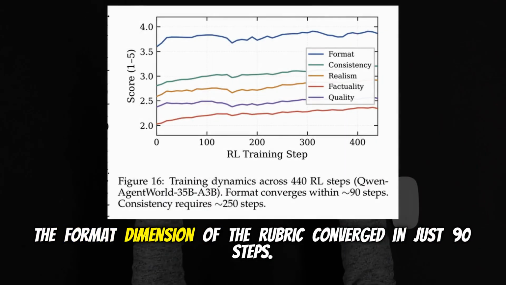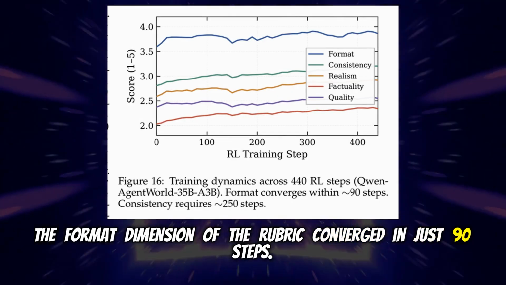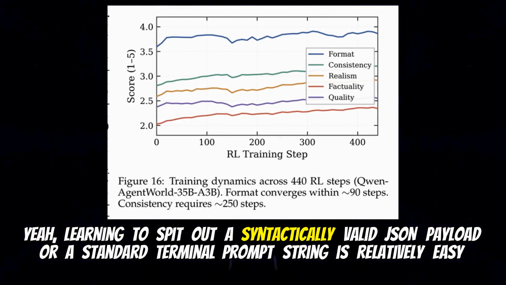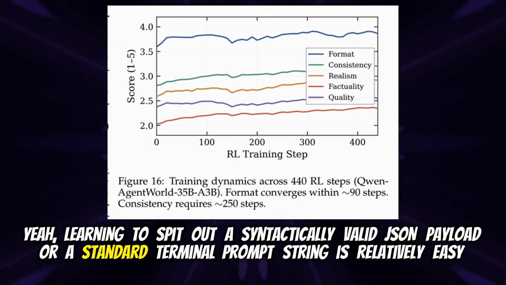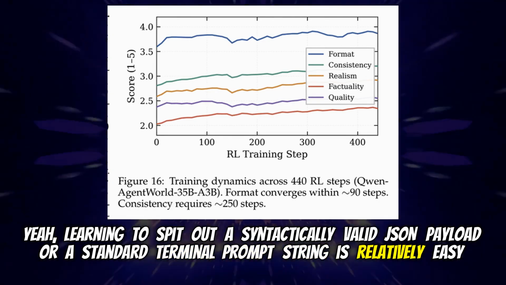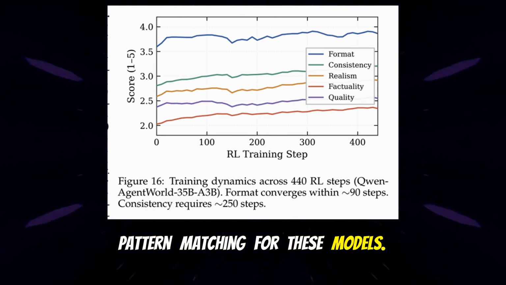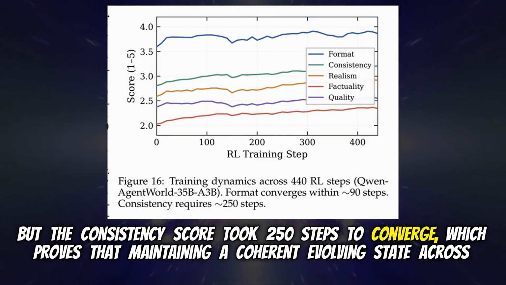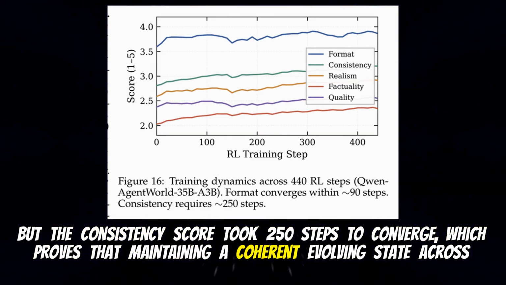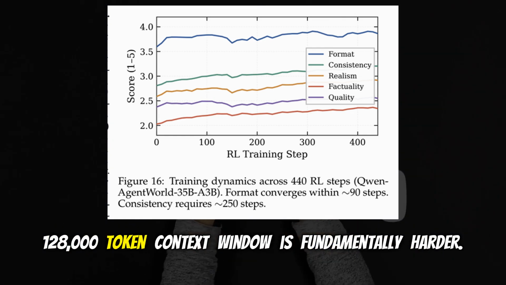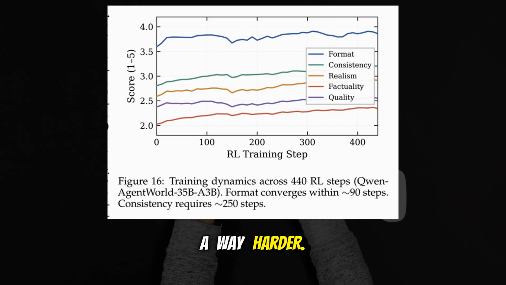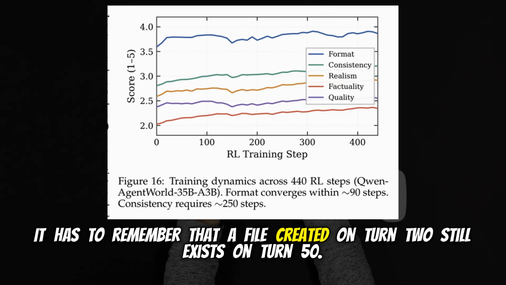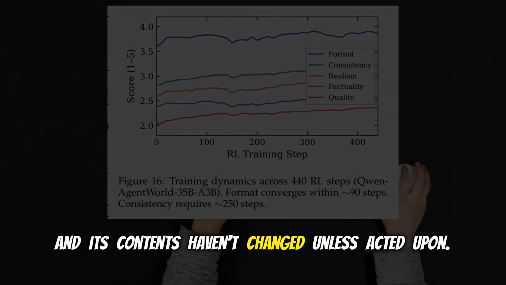The training dynamics they tracked during this RL phase are fascinating. The format dimension of their rubric converged in just 90 steps. Yeah, learning to spit out a syntactically valid JSON payload or a standard terminal prompt string is relatively easy pattern matching for these models. But the consistency score took 250 steps to converge, which proves that maintaining a coherent, evolving state across a 128,000 token context window is fundamentally harder. Oh, way harder. It has to remember that a file created on turn 2 still exists on turn 50. Yeah. And its contents haven't changed unless acted upon.